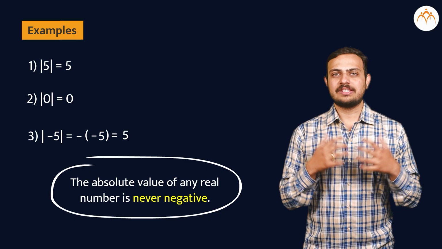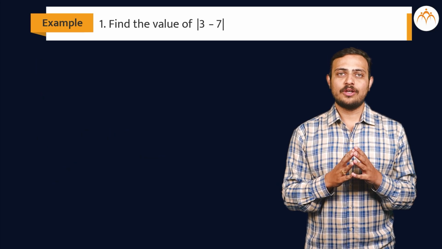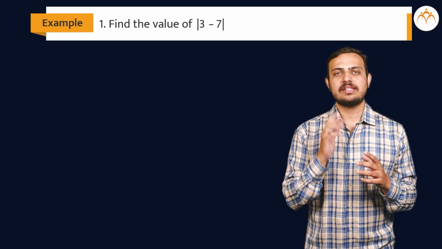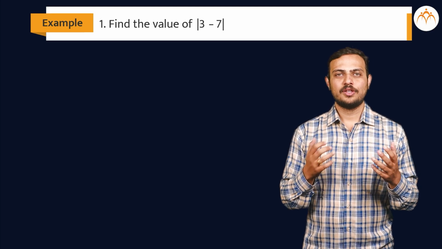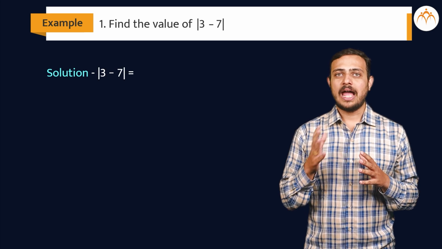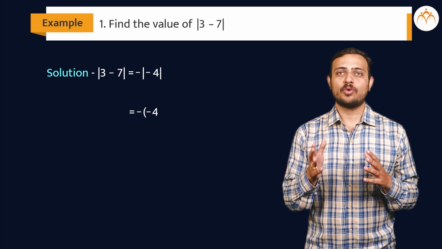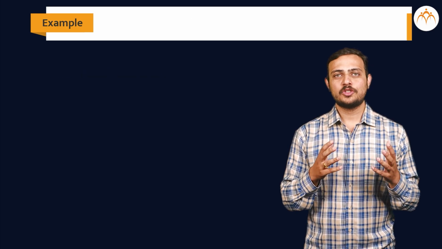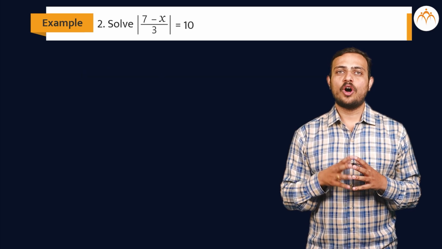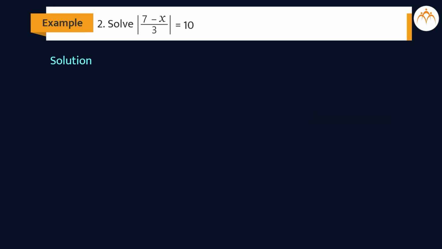Let's solve some examples. Find the value of absolute value of 3 minus 7. Solution. Absolute value of 3 minus 7 is equal to absolute value of minus 4, which is equal to minus of minus 4, that is plus 4. Solve. Absolute value of (7 minus x) upon 3 is equal to 10. Solution. Absolute value of (7 minus x) upon 3 is equal to 10.